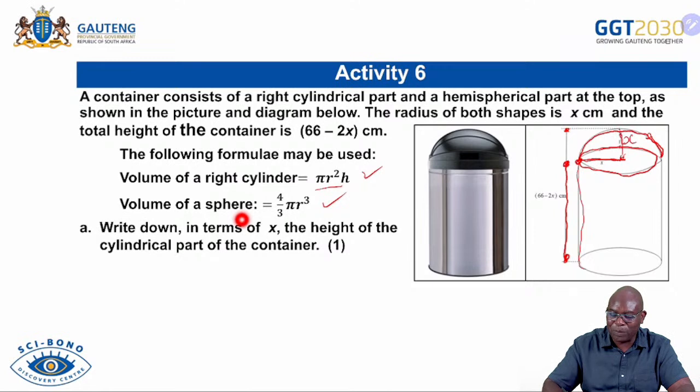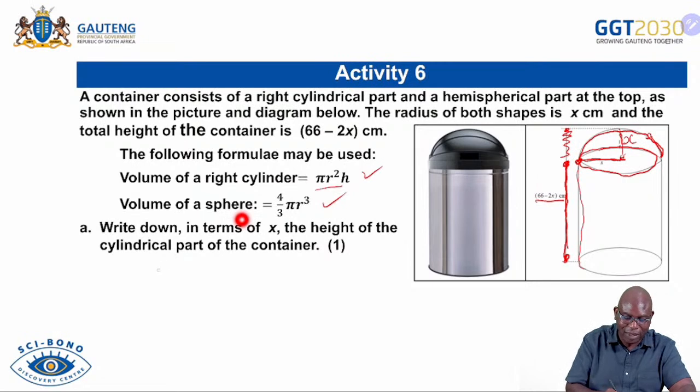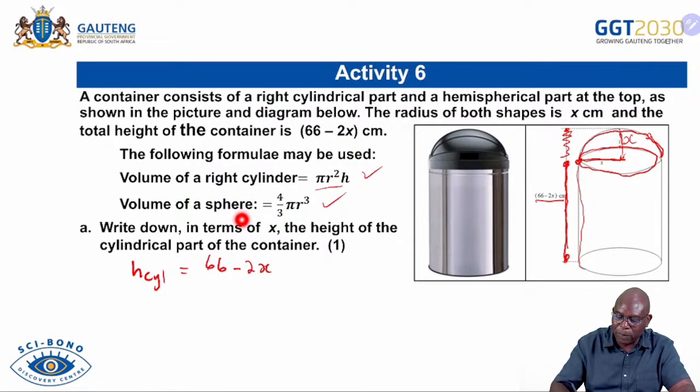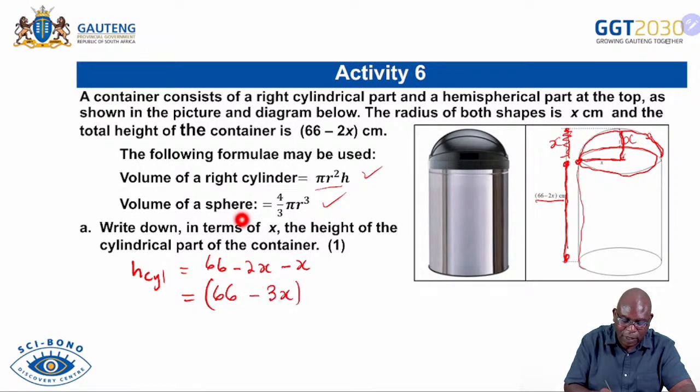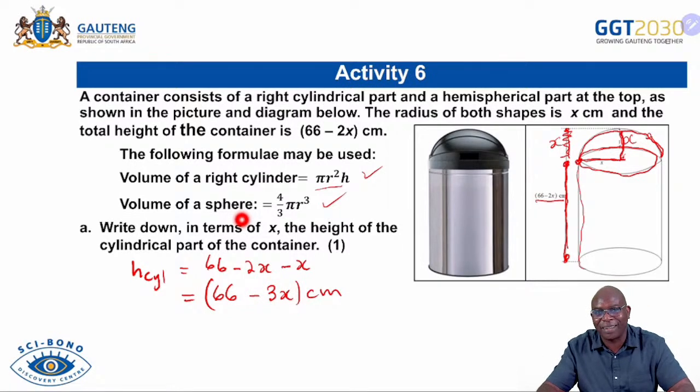So this part must not be there. I don't need this part. I only need this part. Oh, I've already given you the answer. So the height of the cylindrical part will be 66 minus 2x. But because I don't need this part here, which is x, I'm going to subtract the x. So I'll have 66 minus 3x. That is my height in centimeters. That's why it's 1 mark.